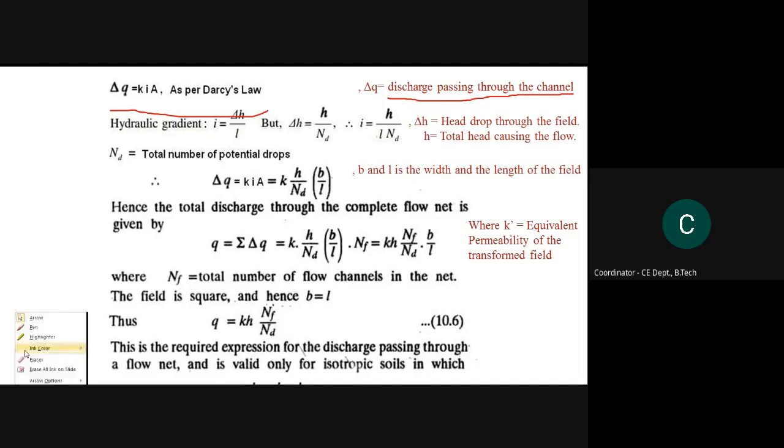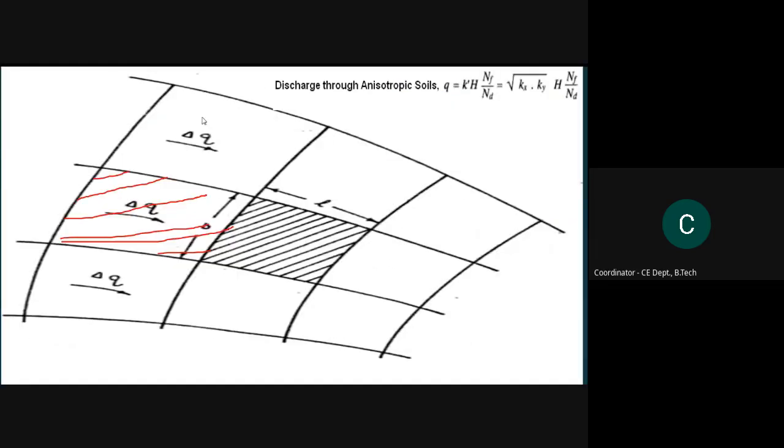So what is K? K is the equivalent permeability of the transformed field, which means that in order to know the discharge... What is discharge? Discharge is the amount of water that can pass through this channel. We have to quantify that amount of water. That quantity of water is the discharge from this channel, and it can be measured by the term K, which is the permeability.